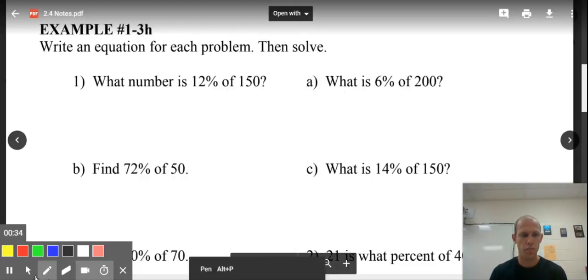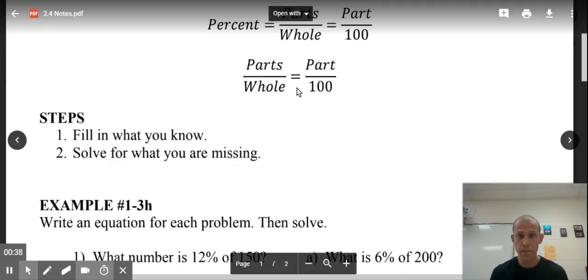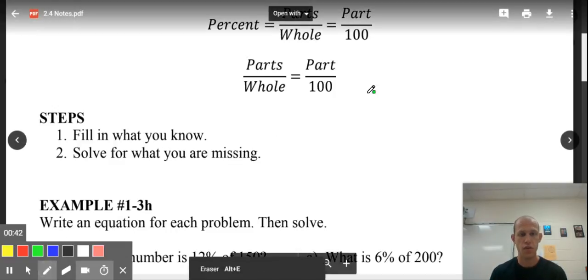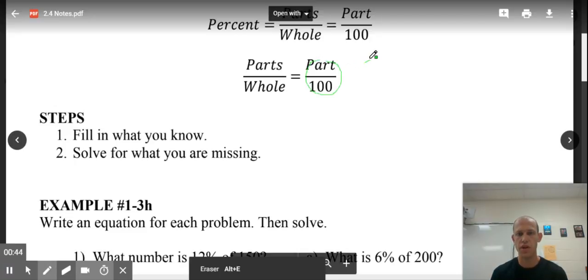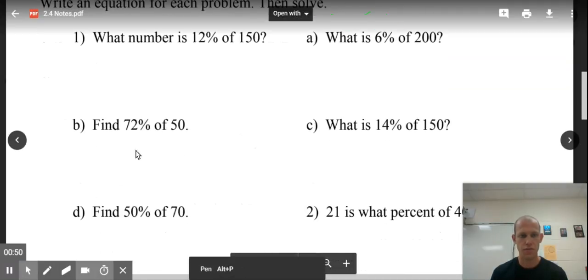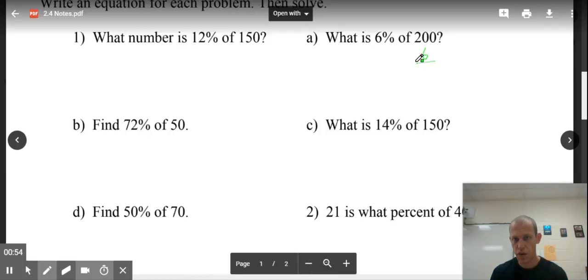Remember the percent proportion setup is this way. Your part out of 100 is always the percent. So this is the percent. You always write your percent right here. That is always the percent. So let's just remember that. So scrolling down, let's do this first one. So the percent is always the thing out of 100. And that is equal to your part out of your whole.